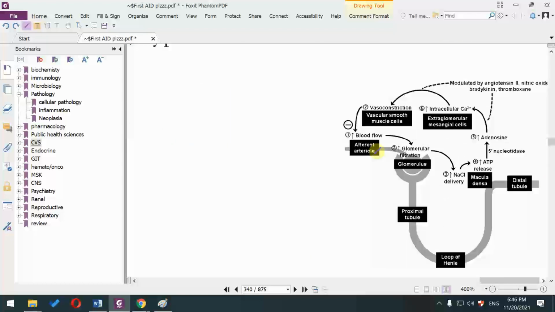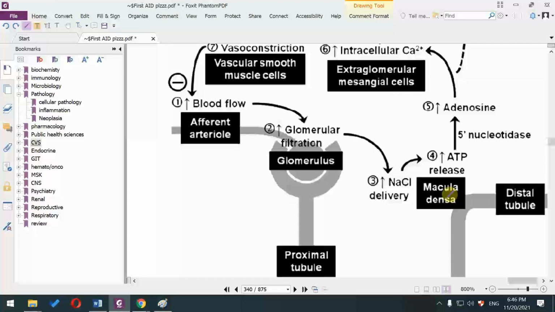So let's say someone has more blood flow to his kidney, so the kidney is getting a lot of blood, so the kidney is like, come on man, I don't need that much blood, stop giving me blood. So the kidney wants to vasoconstrict the vessel coming into it. Okay, so how does it do so? Your afferent arteriole has a lot of blood, so your glomerular filtration is super high. So your sodium delivery to the macula densa will be super high. When the macula densa is stimulated, it will start releasing ATP, yes?